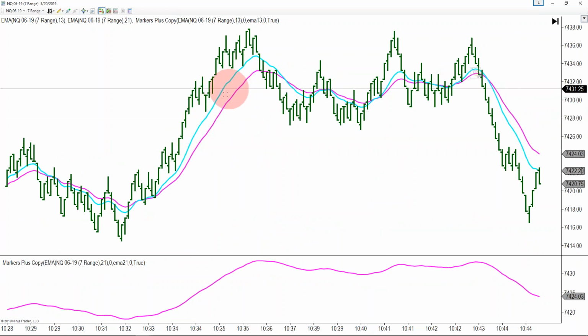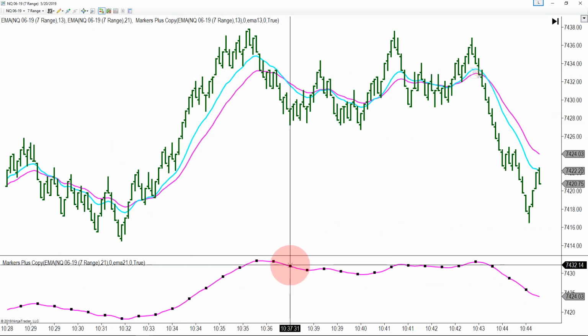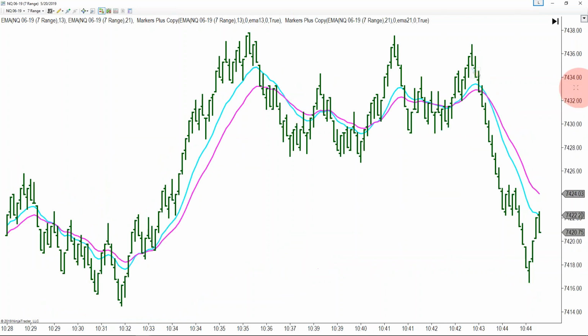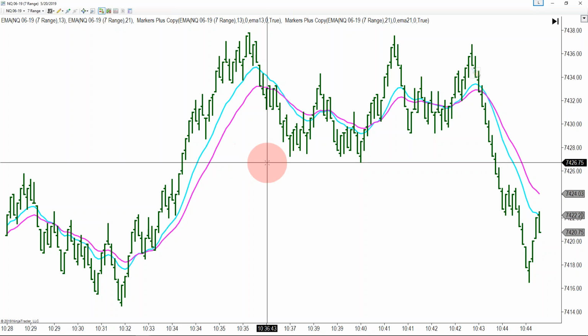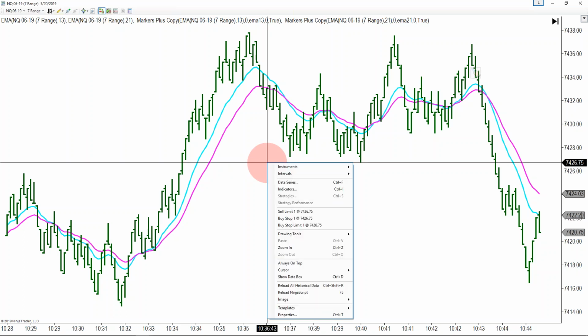It's overlapping the other EMA exactly. Do the same with the next one. So I just used Markers Plus to copy those 2 lines identically. Okay? Now, the last step to creating an indicator, how cool and easy is this?